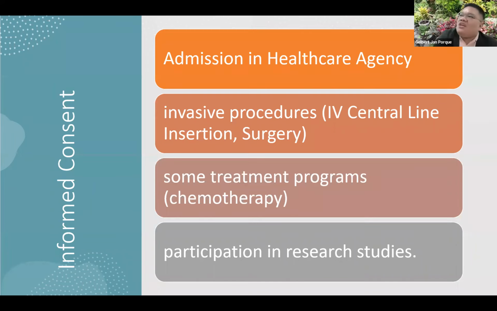Now picture, if you have been admitted in the hospital and then an antibiotic was given to you, were you asked to sign an informed consent? Sa mga na-admit sa hospital or kahit sa clinic, when the doctor gave you an antibiotic, did they ask you to sign an informed consent? Meron or wala? Wala, sir. Wala, di ba? So guys, routine antibiotic therapy, wala.